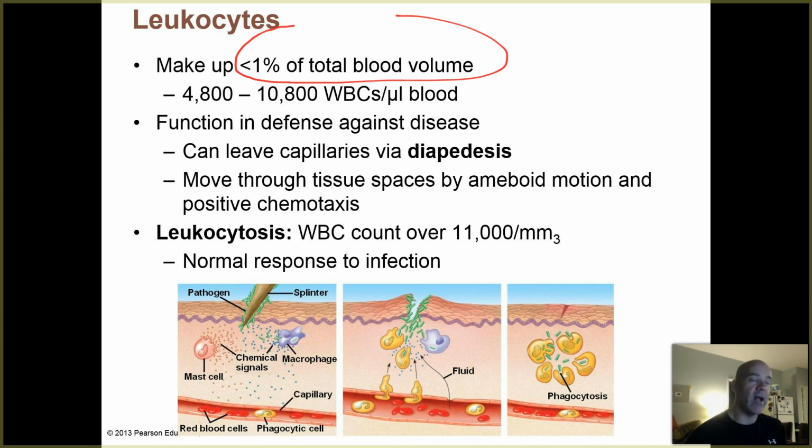You have about 4,800 to 10,800 white blood cells per, that little symbol there, the curly µ stands for micro. That's per microliter. A microliter is 1/1,000,000th of a liter, so that's like a little pinprick size drop of blood. Main roles, again, are in different ways they help you fight off infections.